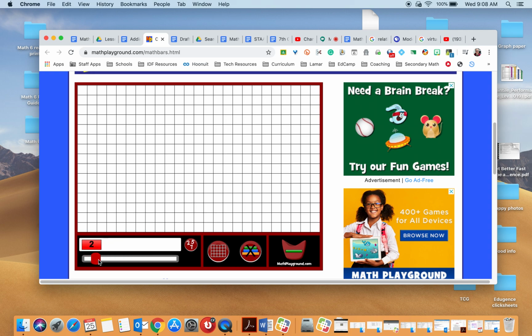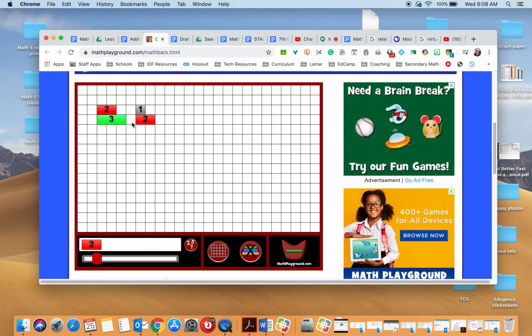Well, first of all, I need 2/3. So I'm going to move my slider so I have a 2 and then a 3. Okay, so there's 2/3. The top represents the numerator and the bottom represents the denominator. Now I want to add 1/2 to that. Okay, so there's 1/2. So far, so good, right?